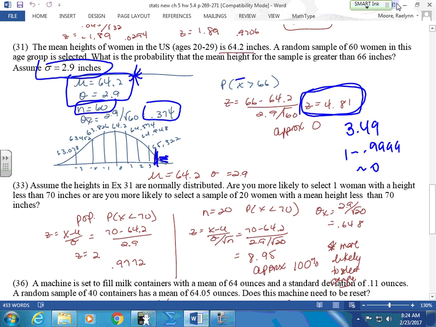Okay? Your table only goes up to 3.49. So anything to the right of that is approximately 0. Anything to the left of that is approximately 100. Not exactly, because there's no exact number on this, but approximately. If you're okay with this one, it always throws kids off when they get a higher z-score. And you can get a z-score of 1,000. That can happen.